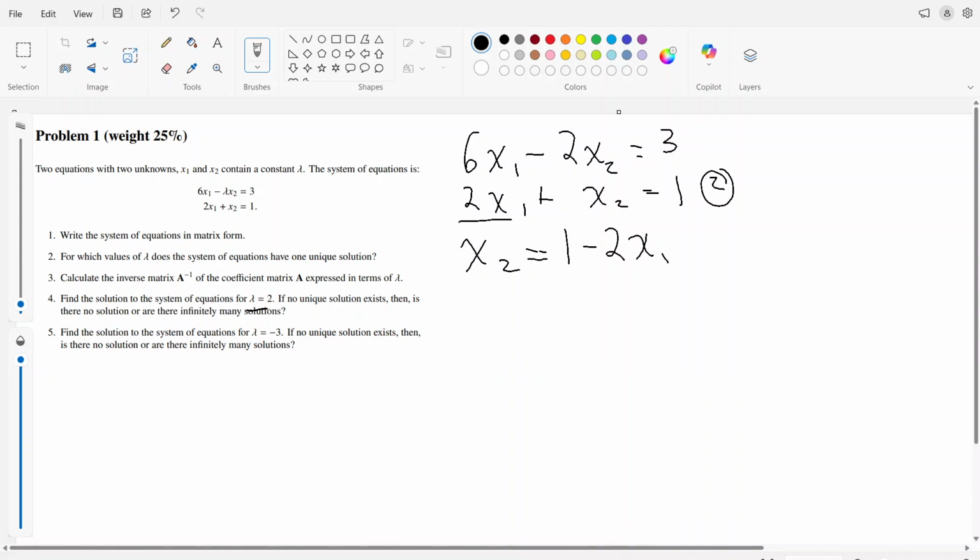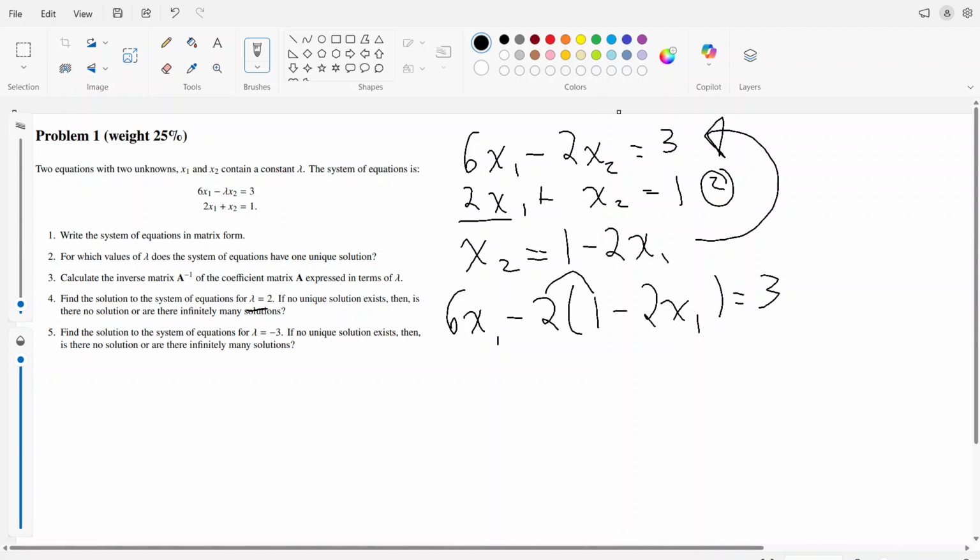And now we can substitute that into our first equation where we see x2. So we have 6x1 minus 2 times (1 minus 2x1) equals 3, right? Now what we can do is combine the like terms. Or no, first we have to distribute the 2, right? We have to distribute to our parentheses as we've learned. 6x1 minus 2 plus 4x1 equals 3.